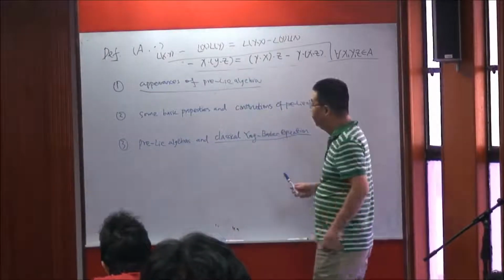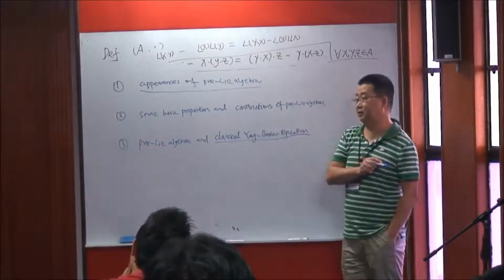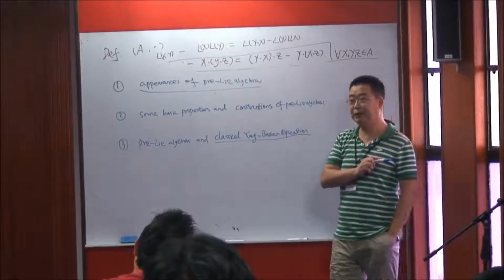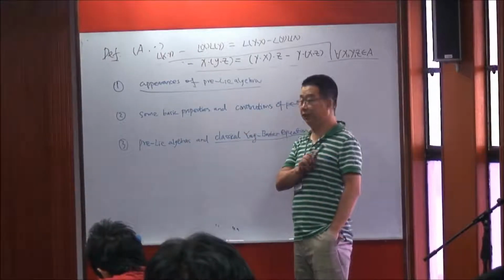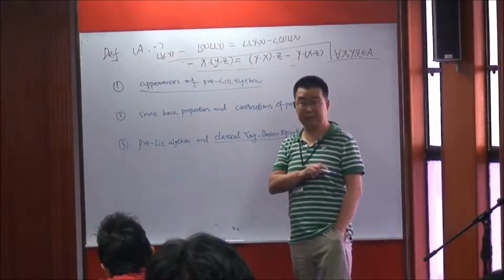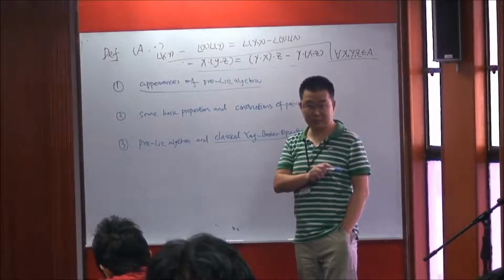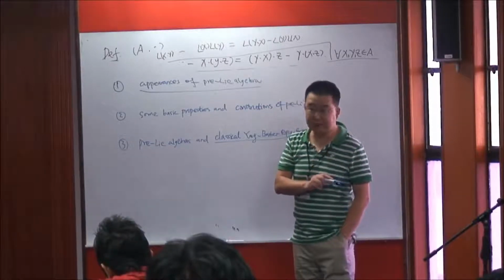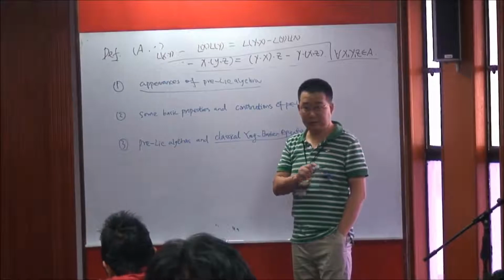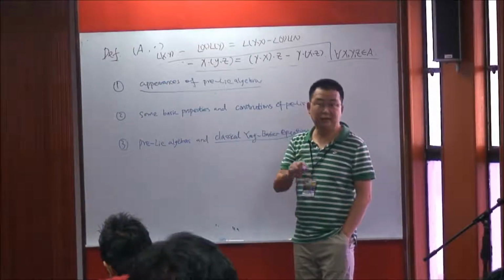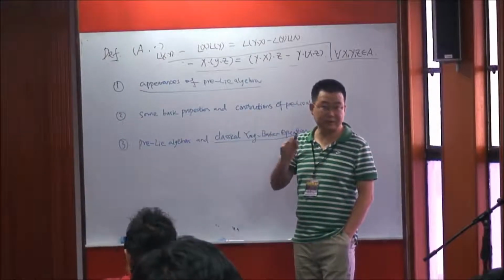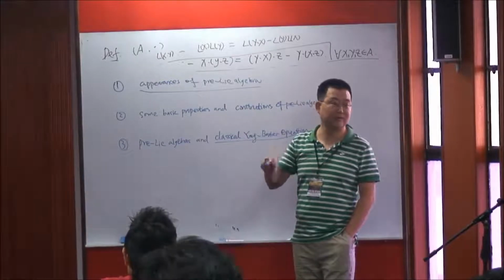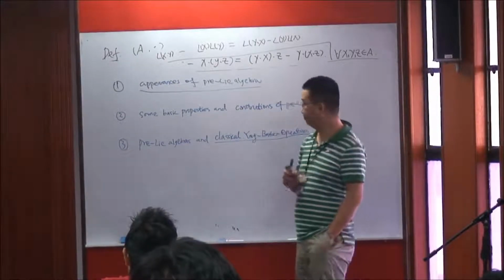So first I will give some examples of why the pre-Lie algebra is so interesting, why it appears in some structures. In these structures, we will see why we get some of the algebra structures, why the product is left-symmetric.